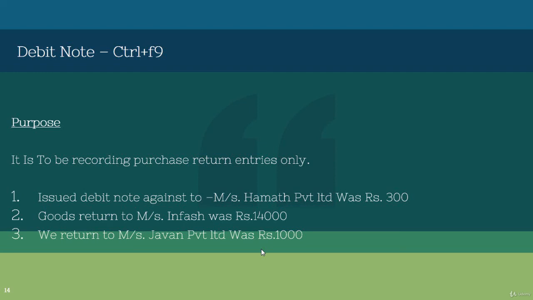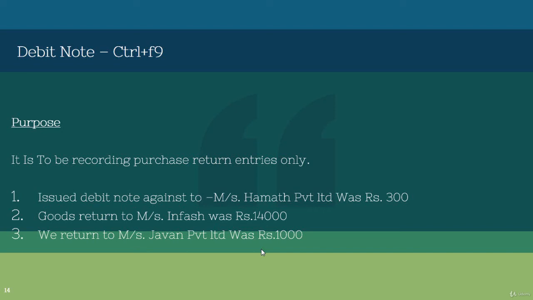We can see some examples: Debit Note against Hamad Private Limited 300. The second one, goods returned to Infas Company 14,000. The third one is a return to Jawan Company 1,000. This kind of transaction, meaning purchase return transaction entries only, we record into the Debit Note voucher.